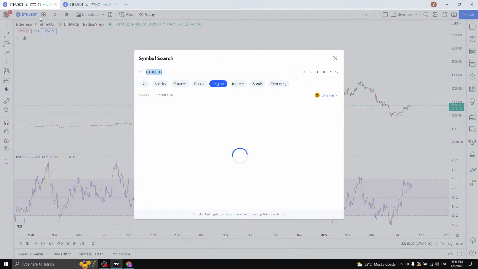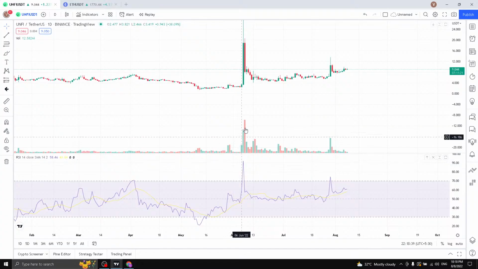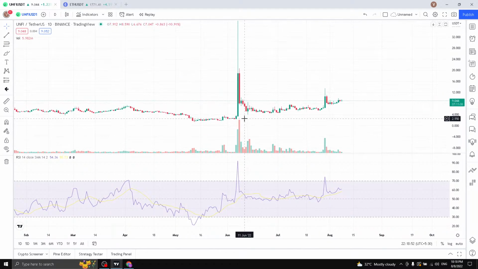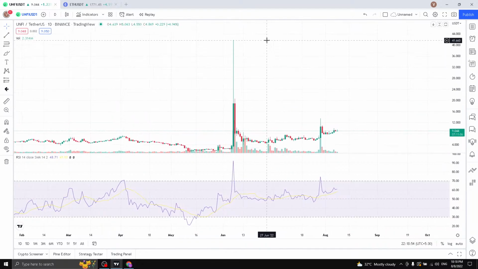If you check the volume on Unfi, you can see the volume here. No indicator is going to work if the volume is almost nothing. It's not easy to go from 2.5 to 41 in just a day. So exactly, no indicators are going to work like that.